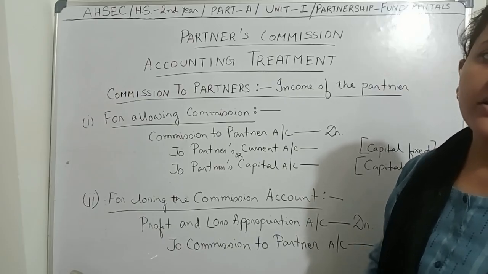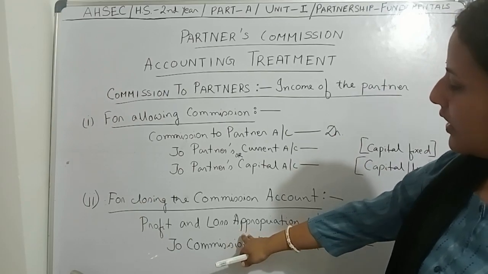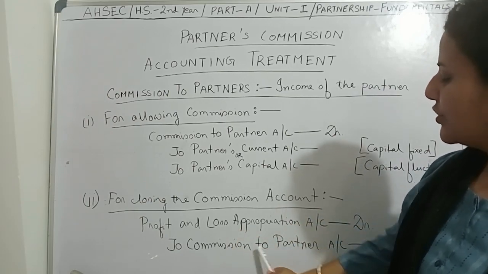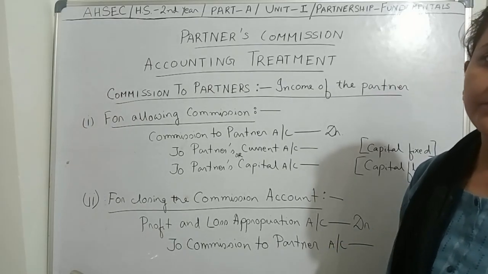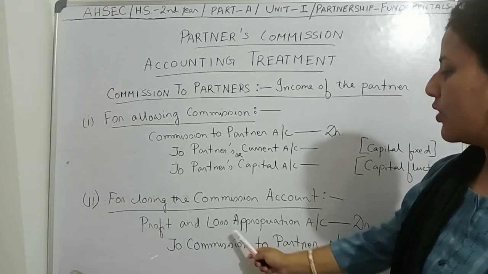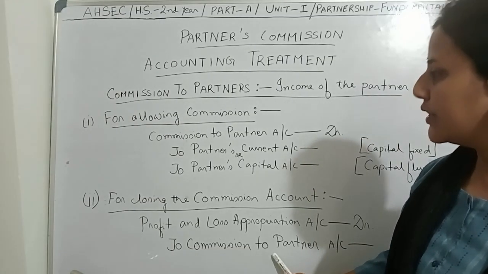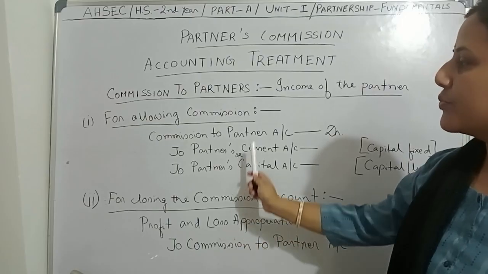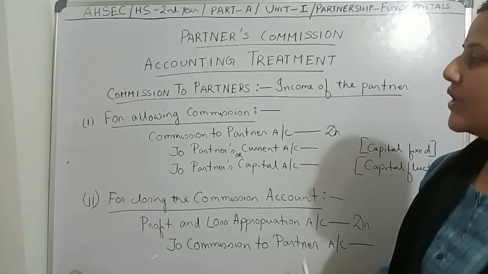The partners' share of profits are shown in that account, so the commission to partners is transferred to the debit side of profit and loss appropriation account. It's an income for the partner and an expense for the firm. Hope you have understood these two entries.